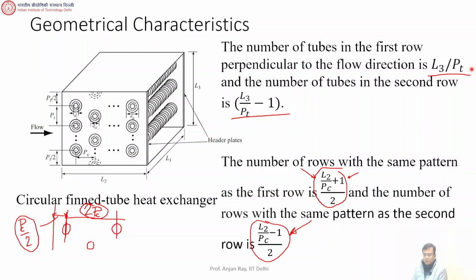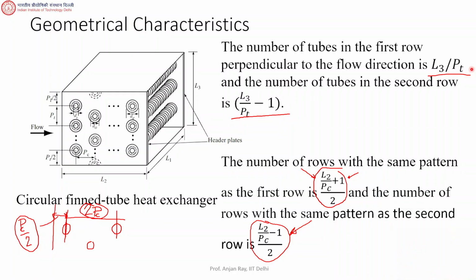Okay. How many of you think it's okay? Vedang, is it okay, L3 over PT? This is not fluid mechanics, this is just some geometry. It's like a little puzzle. How many of you think it's not okay? L3 over PT. All right.